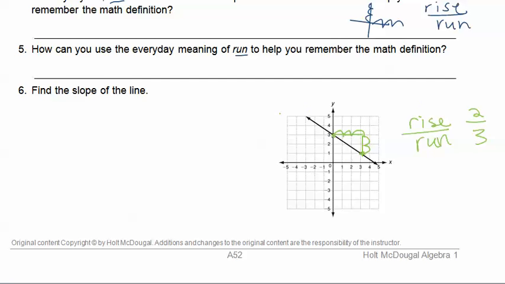However, this line is going downhill from left to right. So we need to put a negative on that. So the slope of this line would be negative 2 over 3.